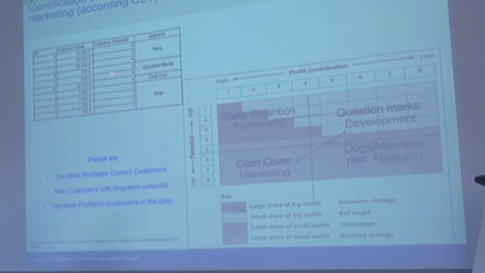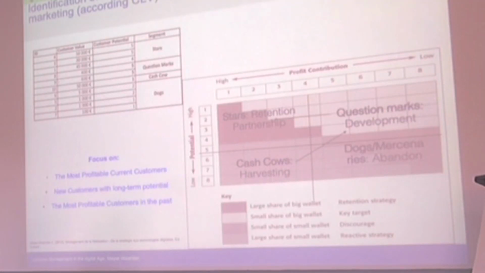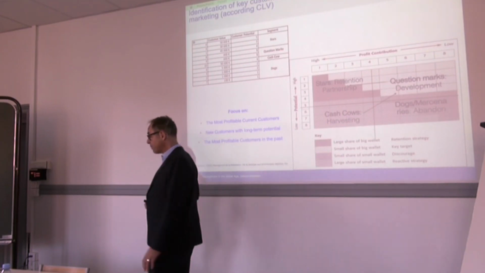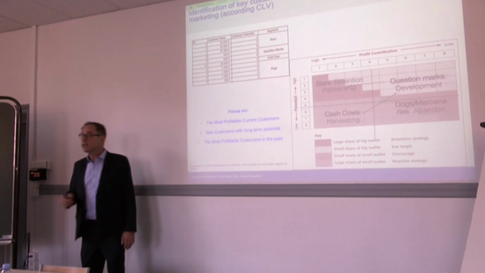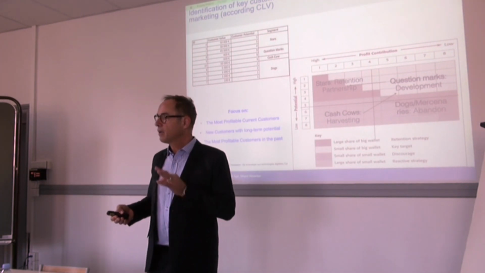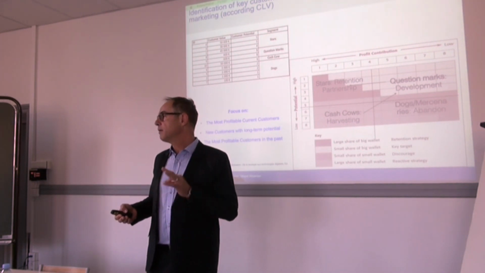Once the question marks have low value now, but high potential in the future, and the cash cows have high value now and low potential in the future. Now you have segmented your customers. It is easy to define differentiated customer management strategies.